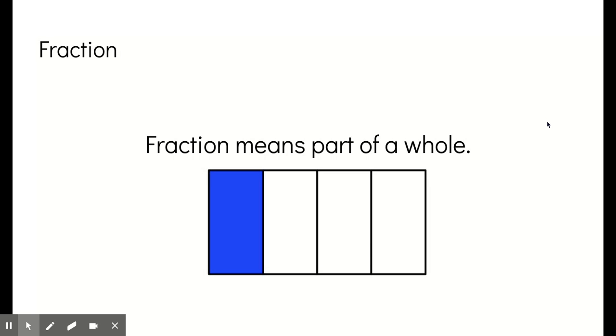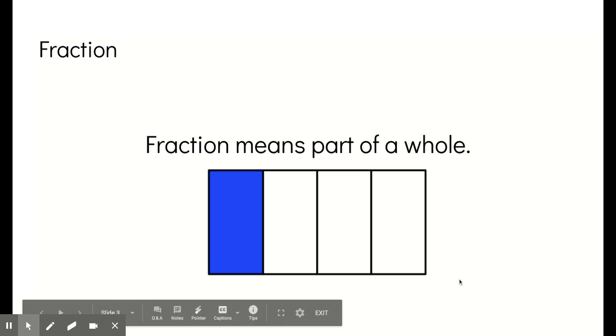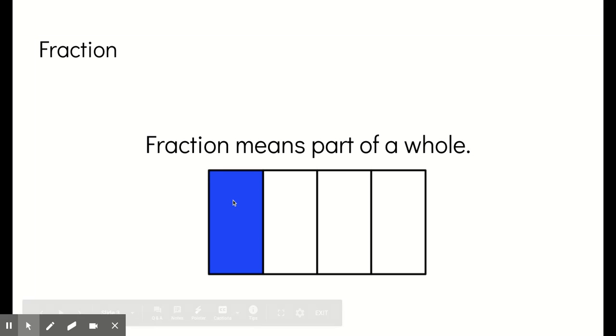A fraction means part of a whole. You can see in this picture I have one whole, and one part of it is blue.